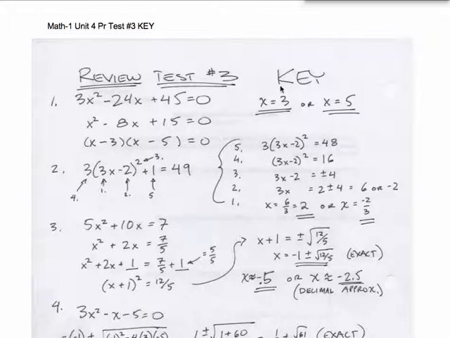Don't forget to write the actual solution. Each of these factors has to be set equal to 0, and that's only going to happen when x is positive 3 and positive 5. Okay?